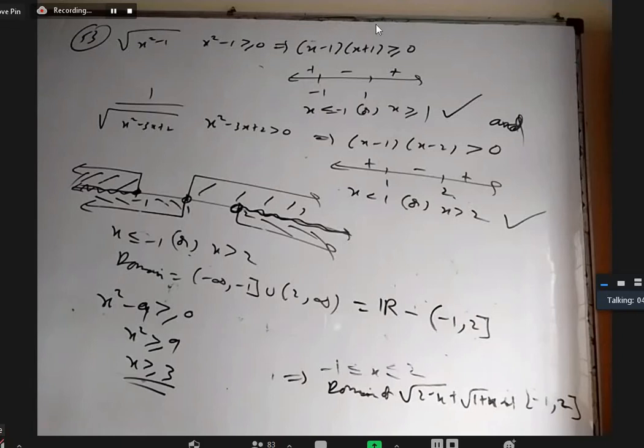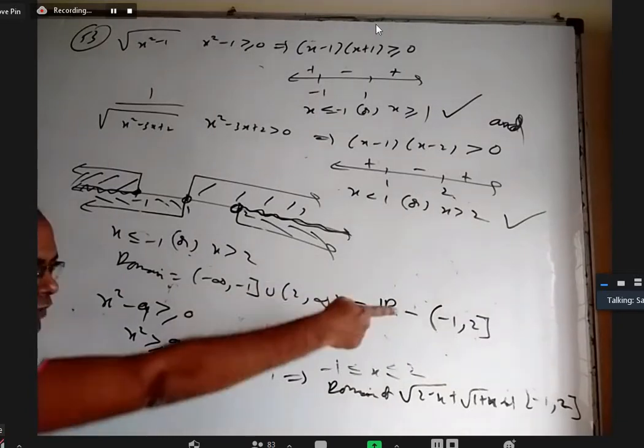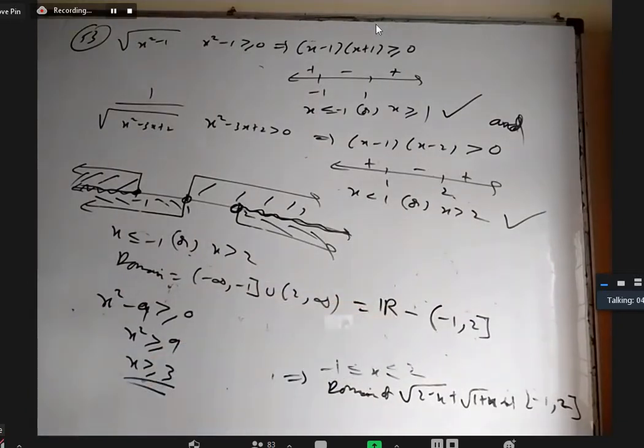Sir, why did you include it too, sir? Why did I include? Here I don't want 2, right? So while removing, I should remove 2 now. Okay, yes, sir. Okay.